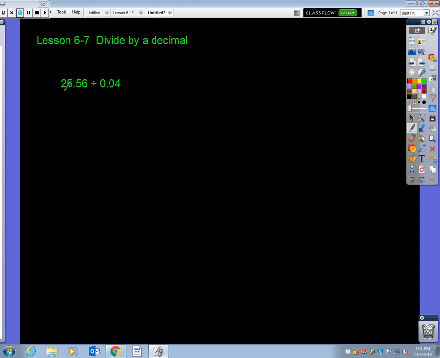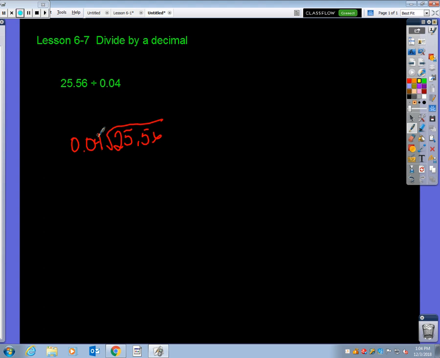So now I have a problem, 25.56 divided by 0.4. If I write that down as a long division problem, 25.56 divided by 0.4, it becomes pretty evident that we have a decimal both in our dividend and our divisor. So we cannot kick it up. What we have to do is get rid of the decimal in our divisor first. And getting rid of it doesn't mean just taking it away.